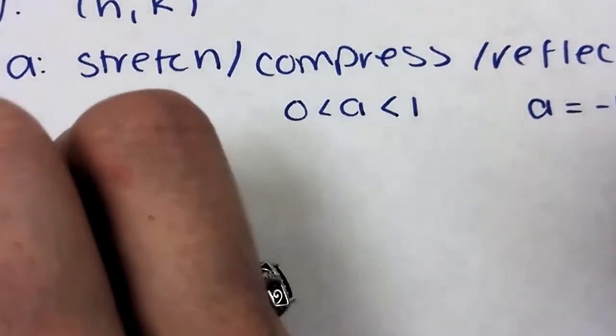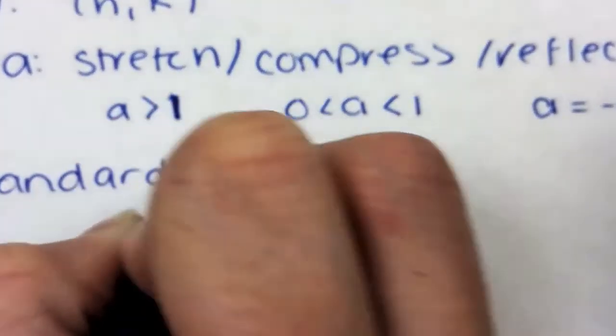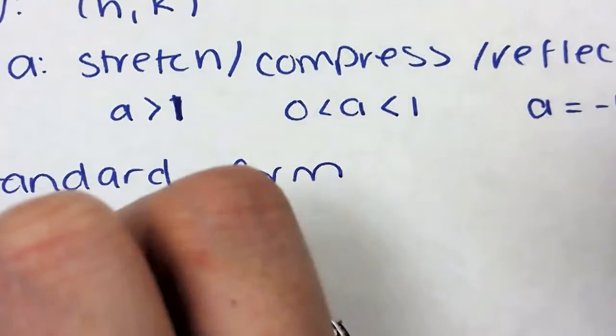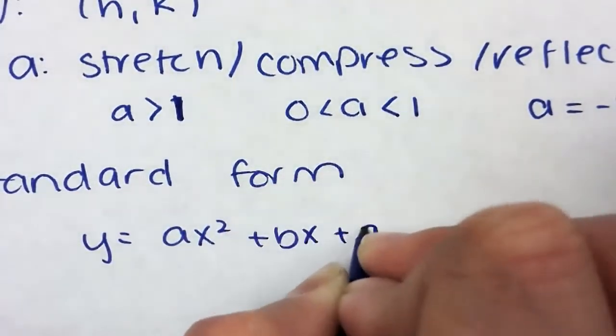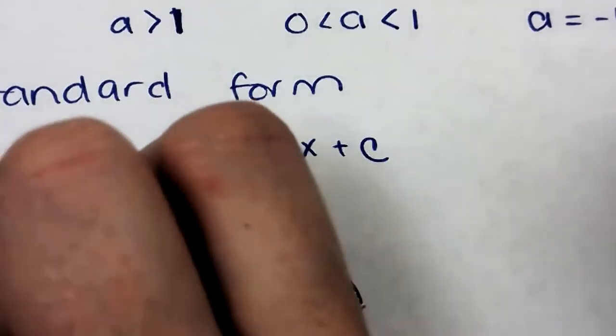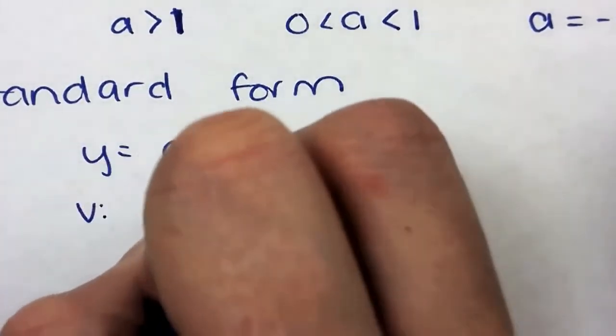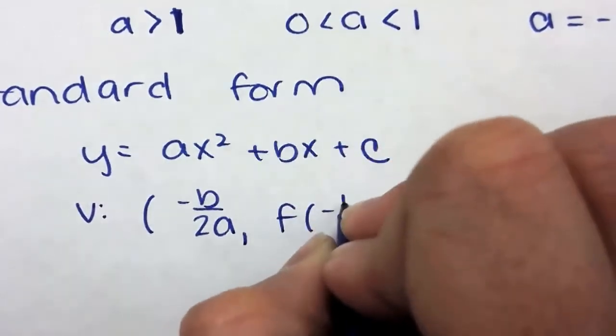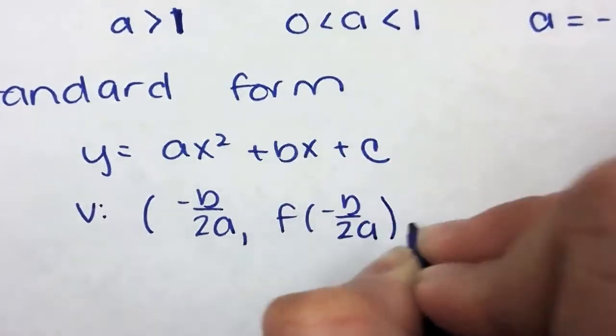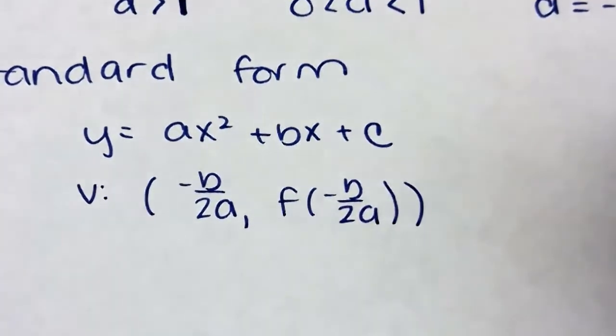Standard form is y equals ax squared plus bx plus c. The vertex in this form comes from negative b divided by 2a, and then plugging that value back in to find the y value.